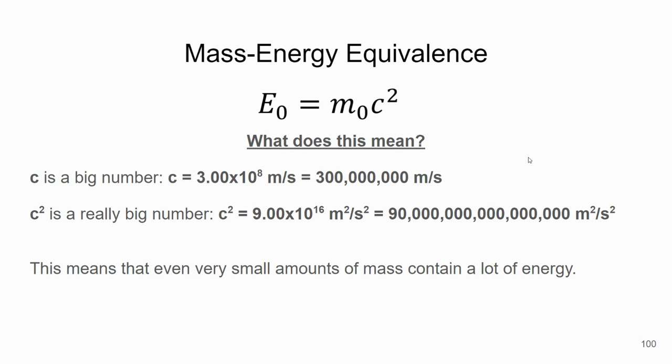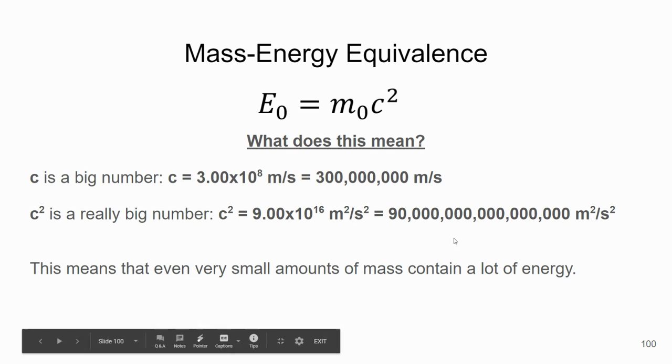So what does this mean? E equals mc squared. Well, remember, c is a very big number. The speed of light is a very high velocity, 3 times 10 to the 8th meters per second. If you take a very big number and you square it, you get a very, very big number. So c squared is equal to 9 times 10 to the 16th meters squared per second squared. Here it is written out: a 9 with 16 zeros after it, meters squared per second squared.